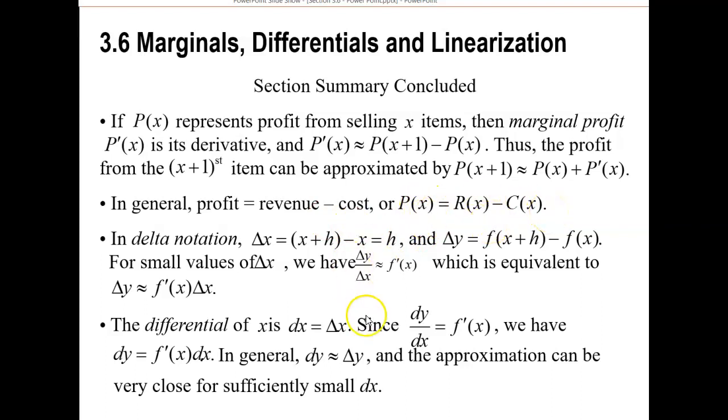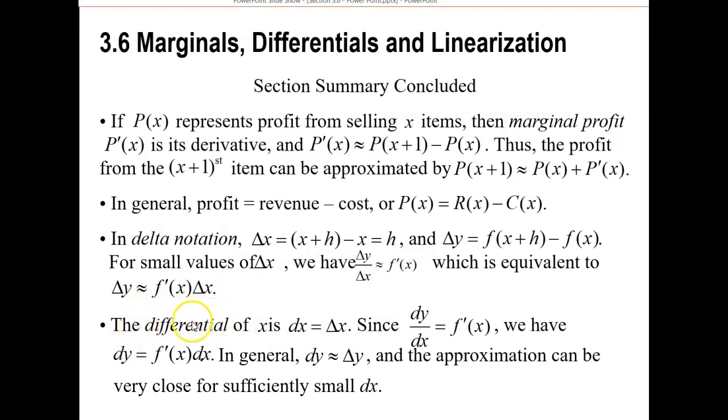We've used that before. Using the delta notation, delta x is the change in x, so it's the x plus h value minus the x value, which is basically h if you think about our original definition of derivative. It's the change in x. Delta y is f of x plus h minus f of x, how the y values change when you change x by the value delta x or h. For small values of delta x, delta y over delta x equals f prime, which is equivalent to multiplying both sides by delta x, this.